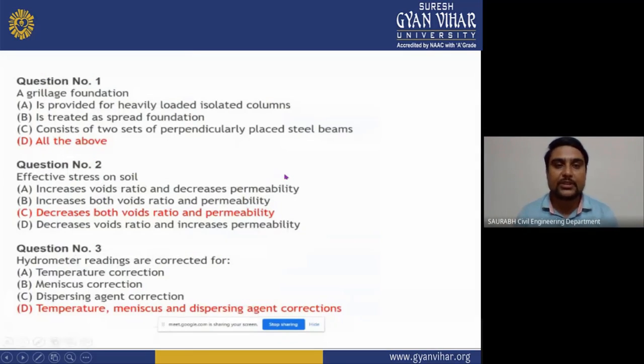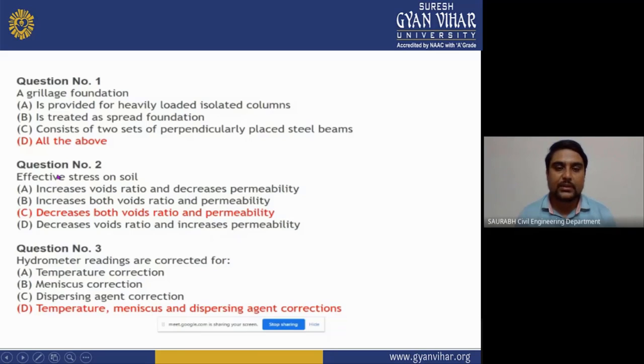Now come to the MCQs. First question: a grillage foundation is provided for a heavy isolated column, or it is treated as a spread foundation, consists of two sets of perpendicularly placed steel beams. So here the right answer will be D, all of the above. Come to the next question.